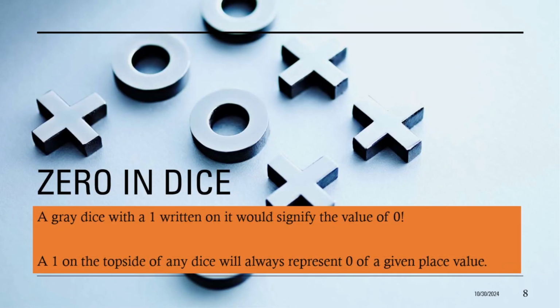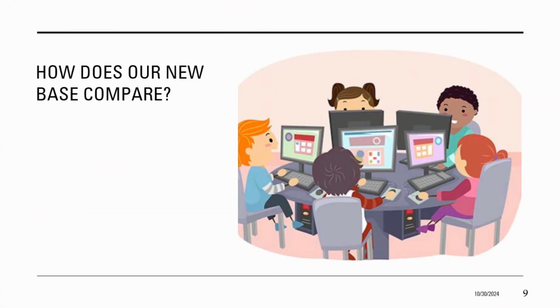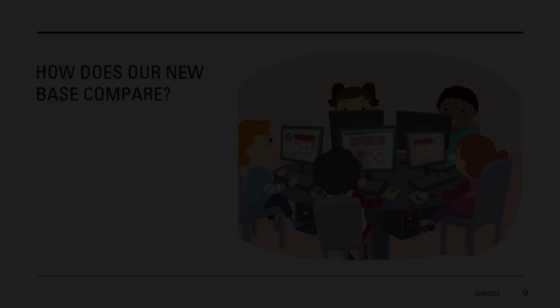0 in dice. A gray dice with a 1 written on it would signify the value of 0. A 1 on the top side of any dice will always represent 0 of a given place value. How does our new base compare?